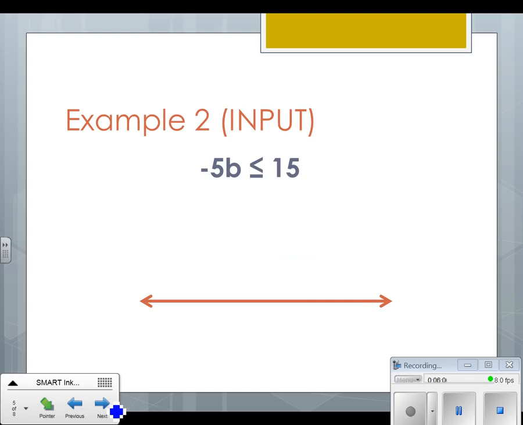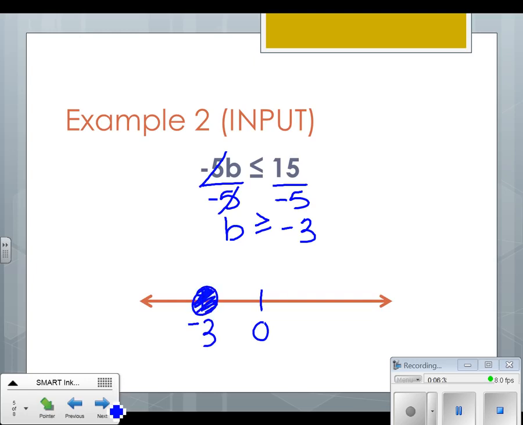Negative 5 times b is less than or equal to 15. So to get the b alone, we're going to undo multiplication of negative 5. We're going to divide both sides by negative 5. This simplifies to 1, so b is alone. Reverse the sign, and then 15 divided by negative 5 gives you negative 3. At negative 3, this would be a closed circle because it says b is greater than or equal to. With that or equal to, that means you're going to shade it, and greater than would be shaded to the right, all the way to your arrow.